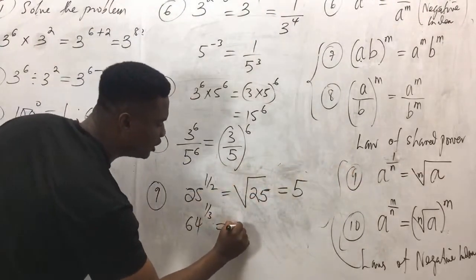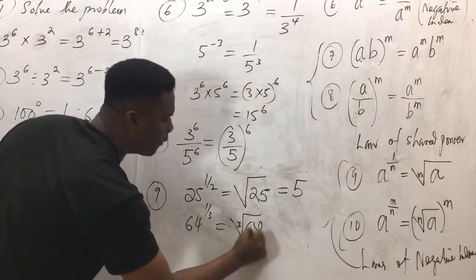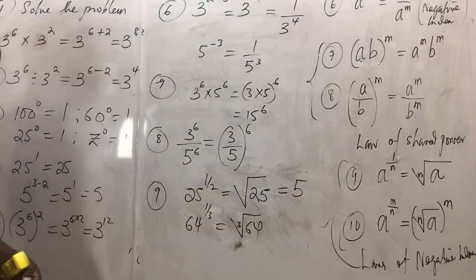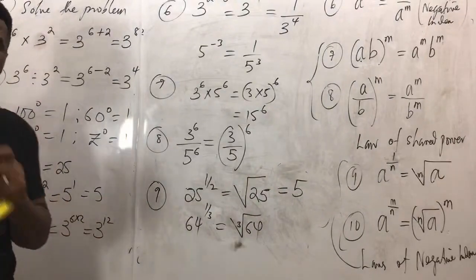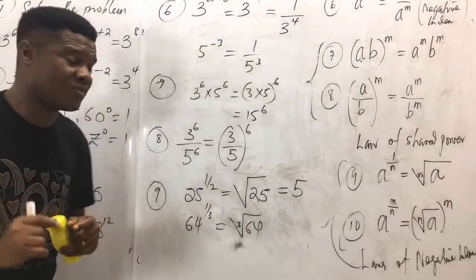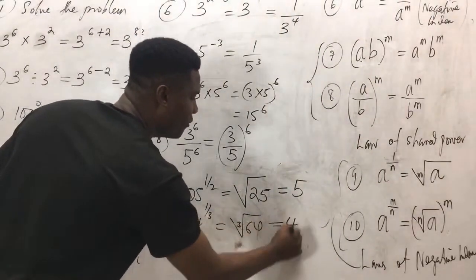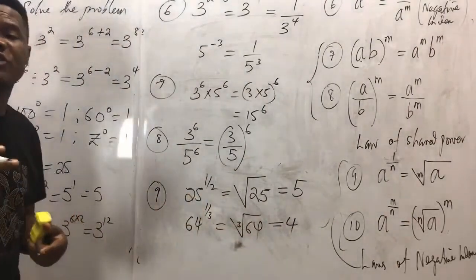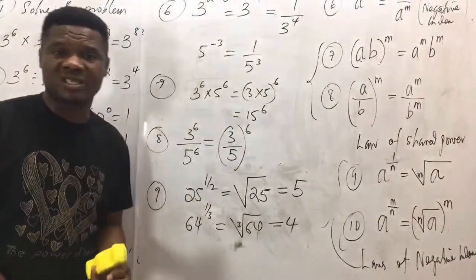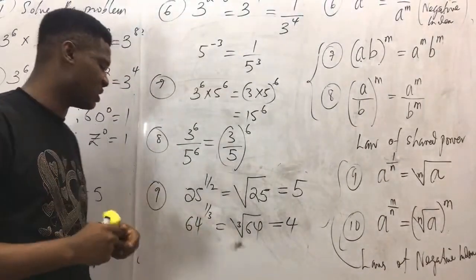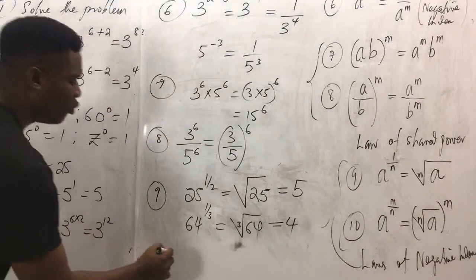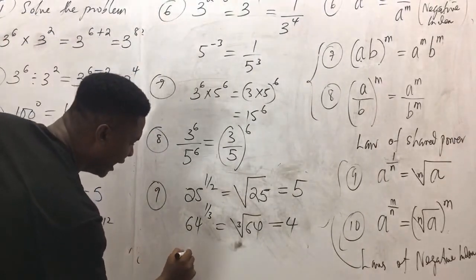So I'm going to have the cube root of 64. And what is the cube root of 64? It is that one number that will multiply itself 3 times to give 64. And the only number that will multiply itself 3 times to give 64, guys, is 4. So 4 is the cube root of 64. Why? 4 times 4 is 16. 16 times 4, the third 4, will give you 64. Okay?